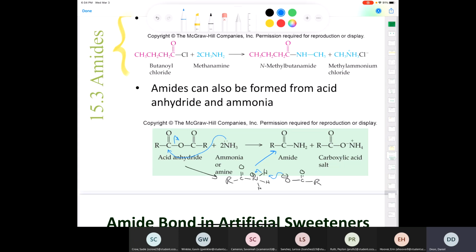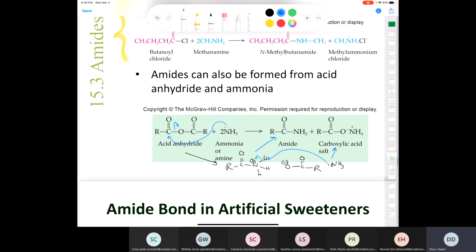Oh, sorry, my mistake. So the carboxylate is not going to pull that off. A second molecule of ammonia, right? The second molecule of the base is going to come in and pull off this proton here, like that, so that you end up with a carboxylic acid salt. Again, the way that our book teaches it is just to memorize it, but it's always nice to see how things work.